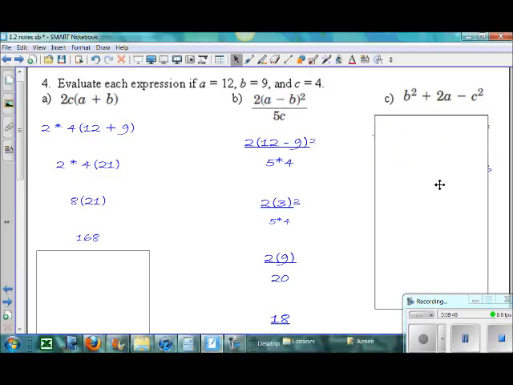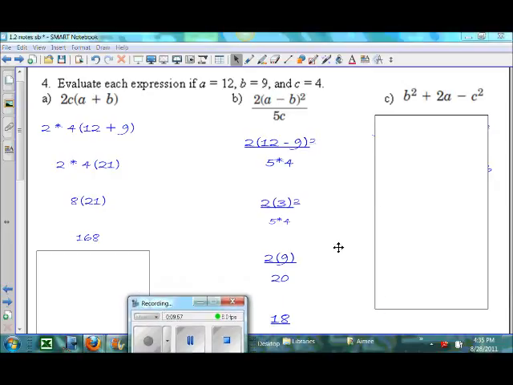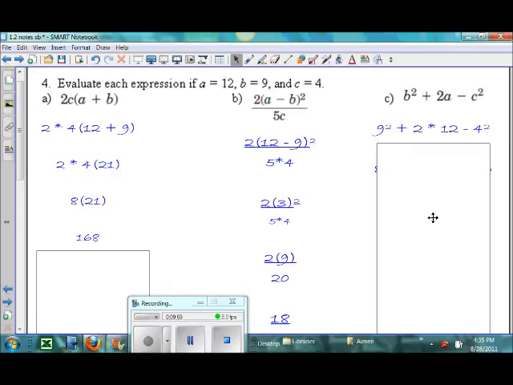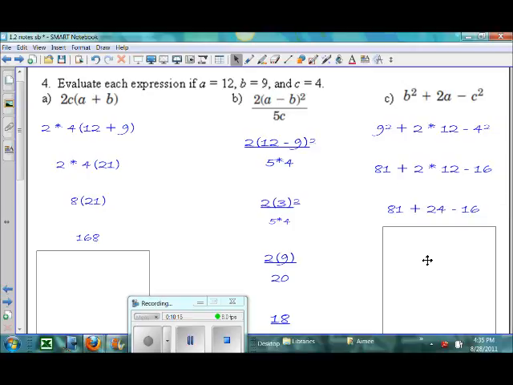And then lastly over here, we have B to the second power plus 2A minus C to the second power. And we substitute in to get 9 to the second power plus 2 times 12 minus 4 to the second. Take care of our exponents first. 9 to the second power is 81. 4 to the second power is 16. Then we need to take care of our multiplication. So we get 81 plus 24 minus 16, and then we would add and subtract from left to right. So we'd have 105 minus 16, which is 89.